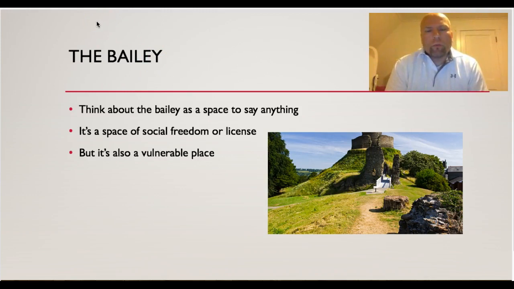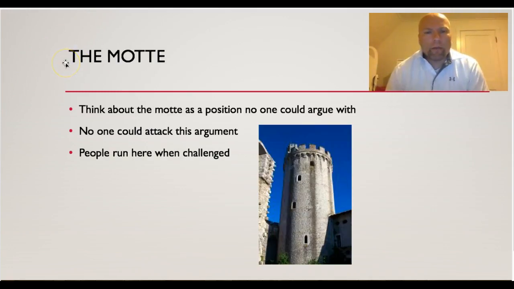All right. So when we're thinking of this in terms of rhetoric, right, the Bailey, think of it as a space to say anything. It's a space of social freedom or license. Think of it as someone looks at the area and they think to themselves, geez, I'm really kind of free to put anything out there, just anything at all. But what they need to remember is that it's also a vulnerable place. The Motte is a position no one could argue with.